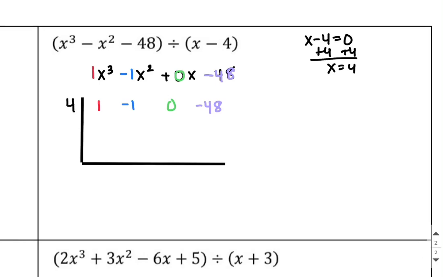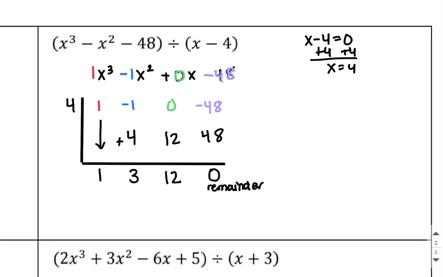And then the first thing I'm going to do is bring down that 1. Then I'm multiplying 4 times 1, which gives me 4. Then -1 plus 4 gives me 3. Then 4 times 3 gives me 12. Then 0 plus 12 gives me 12. And then 4 times 12 gives me 48. Then -48 plus 48 gives me 0. This is my remainder, so I don't have a remainder.